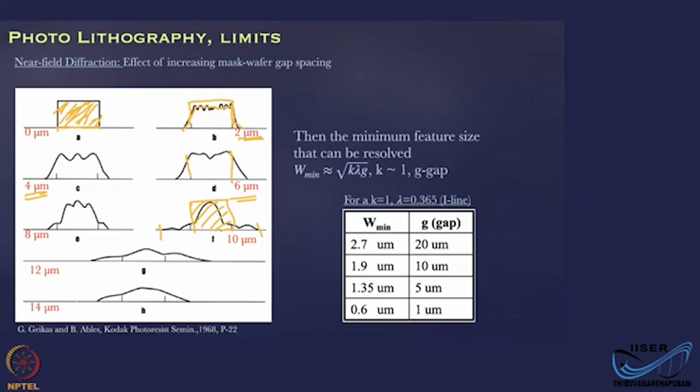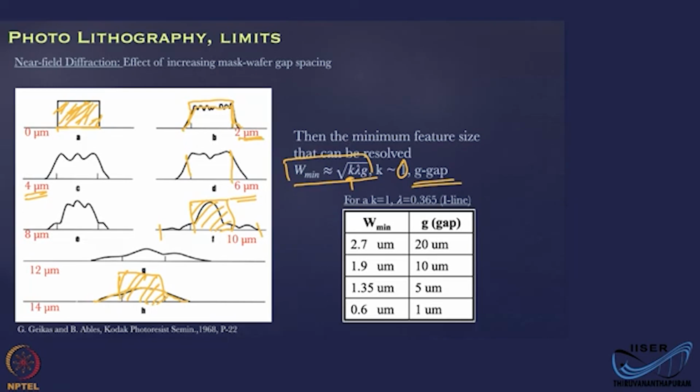So close to 14-15 micrometer, this is what you are going to get, whereas this is what you wanted. So the resolution is severely limited by this near field diffraction, and the minimum resolution is given by this formula, where K is a parameter depending upon the photoresist and other details, which you can take as 1, it is close to 1. Lambda is the wavelength and G is the gap.